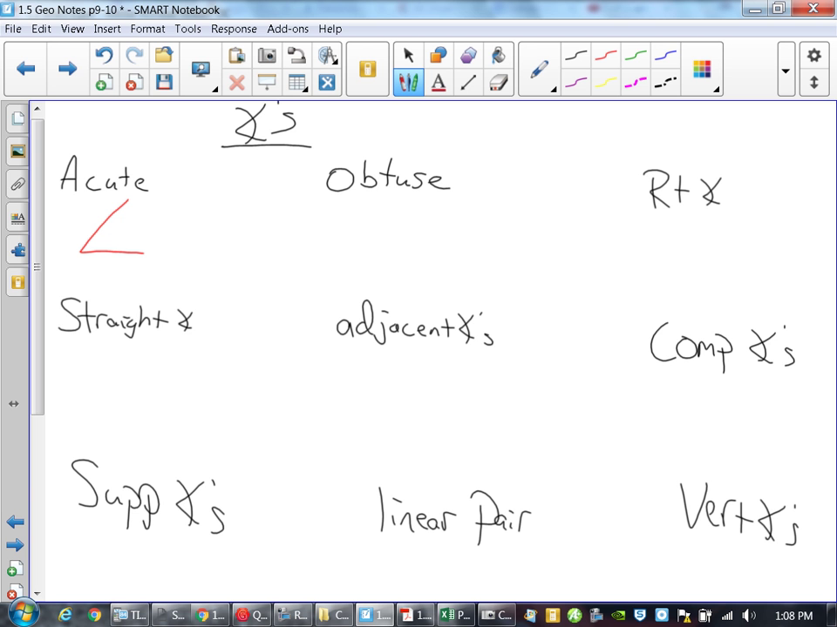There you go. If I do the same thing for an obtuse angle, what would that look like? More than 180. More than 180? More than 90. More than 90. Less than 180. So something like that. Remember, in geometry, we're going to keep all of our angles between 0 and 180. We're not going to go past it.